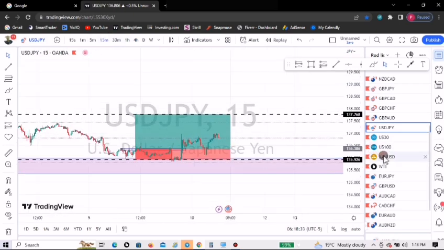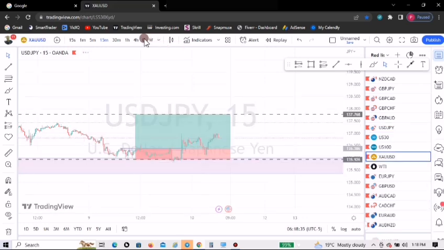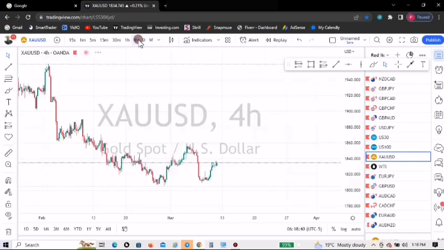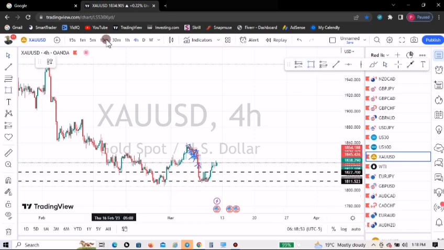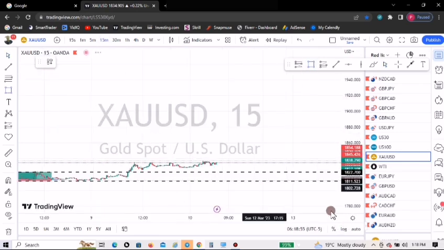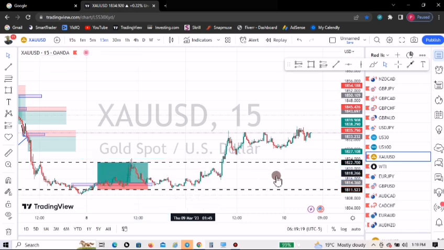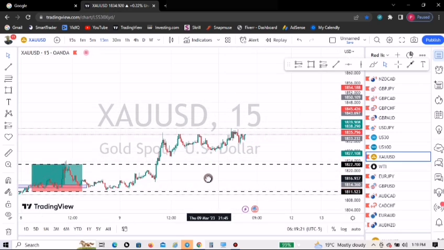Let me jump to gold. I'll start from the 4-hour. Okay, gold was on a downtrend. Let me take it to the 15-minute. When it came back, I could have re-entered. It's still on an uptrend. When it closed above, I could have bought.